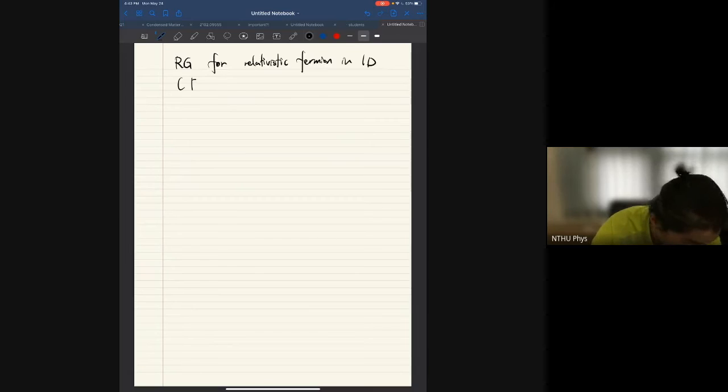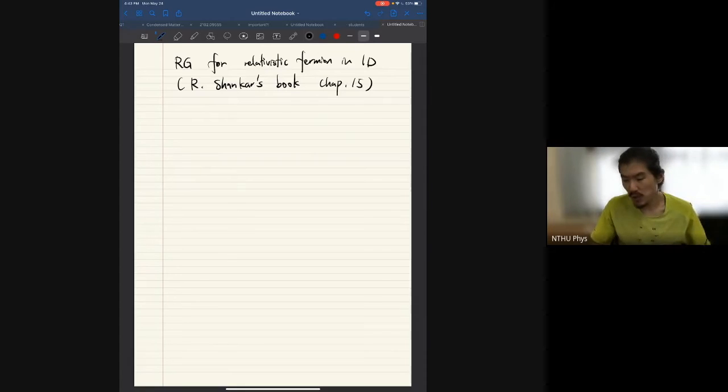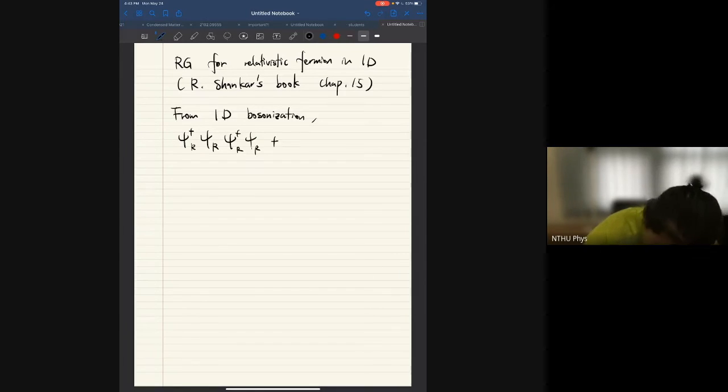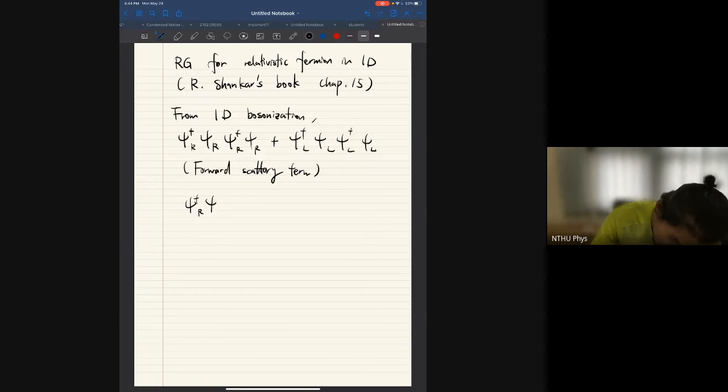This can be followed in Shankar's book, chapter 15. We already learned the 1D bosonization, right? So we basically know how to treat interactions for this 1D fermion case. From what we learned, the interaction can be a forward scattering term, and then you also have a backward scattering term.